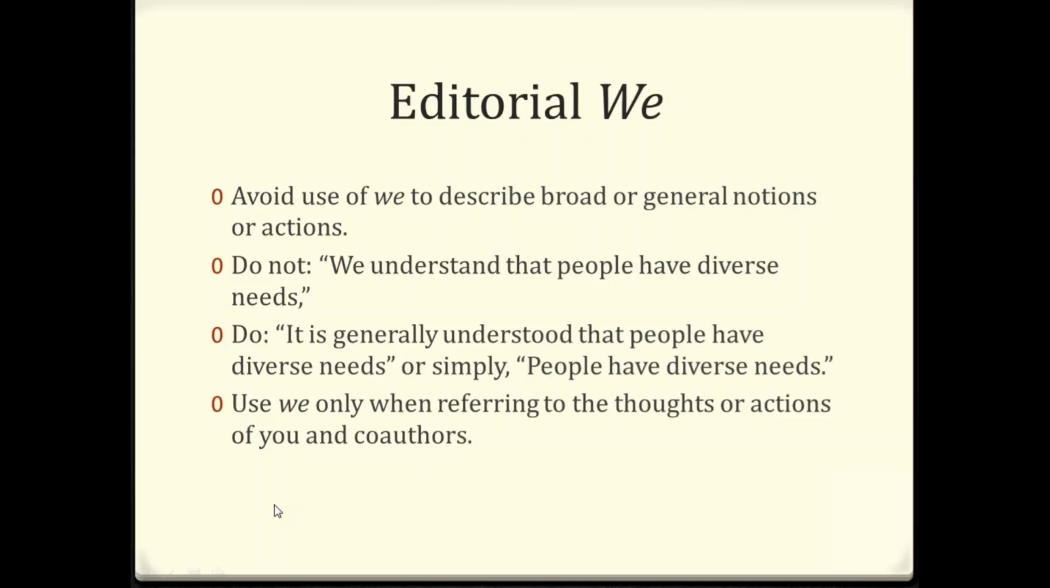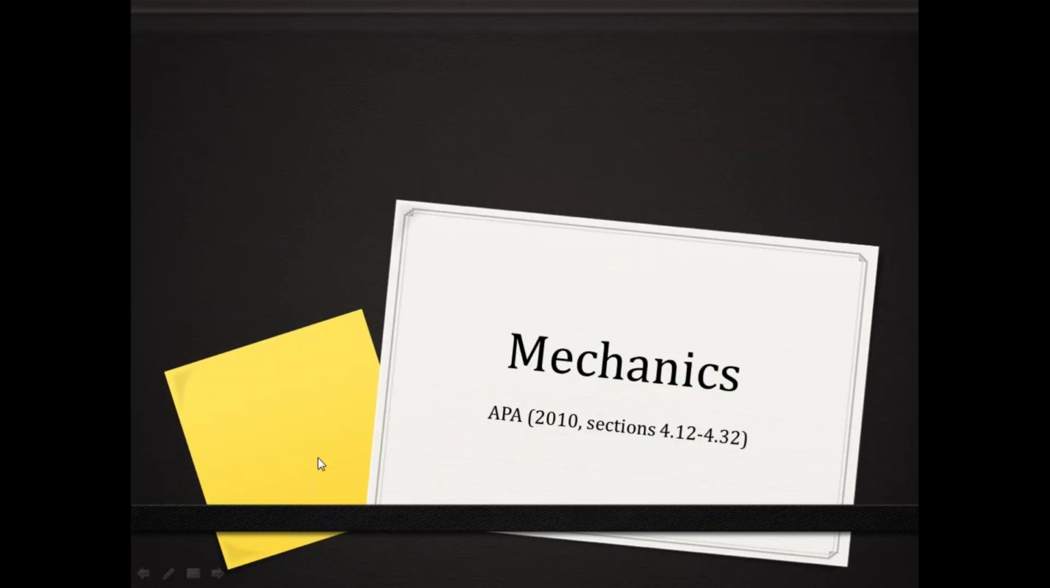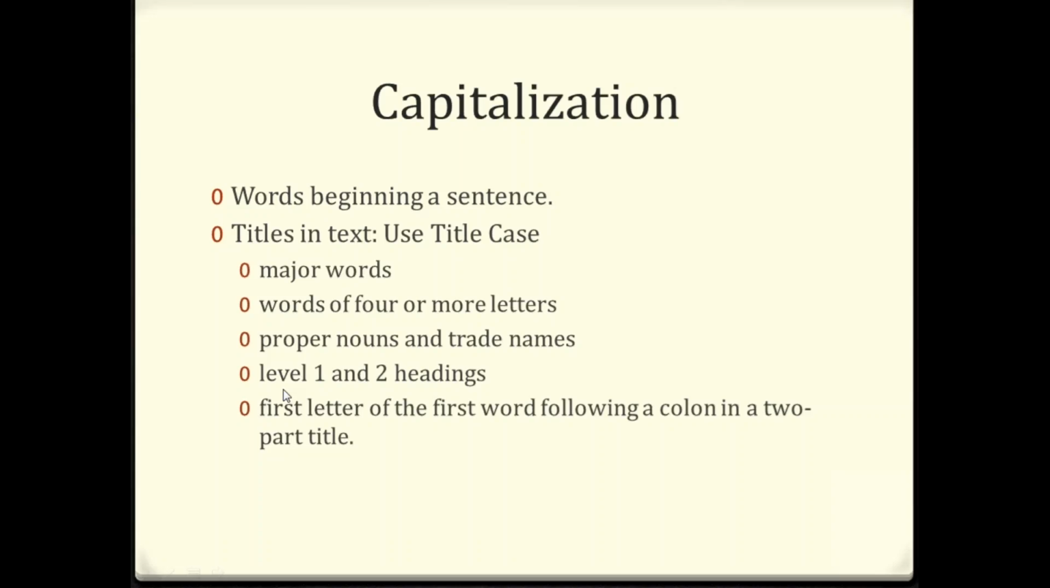So in other words, use we only when you're referring to things that you and your co-authors actually did, then you're reporting that. Okay, now we're getting into the really exciting stuff: mechanics, capitalization, and then punctuation and those sorts of things. APA does have some kind of weird and hard to understand rules about capitalization. Some of them are ones that you would not dispute or be surprised by, but you always, of course, capitalize the words beginning a sentence.